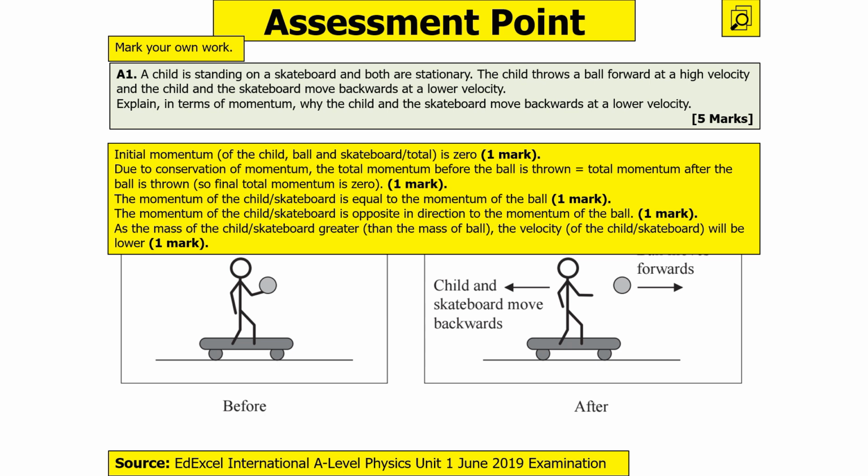Now, due to the conservation of momentum, the total momentum before the ball is thrown is equal to the total momentum after the ball is thrown. So this means that the final total momentum is 0. So the momentum of the child and the skateboard must be equal to the momentum of the ball, and in the opposite direction to the momentum of the ball, to equal 0. So as the mass of the child and skateboard is greater, the velocity of the child and the skateboard must therefore be lower to equal that value out.